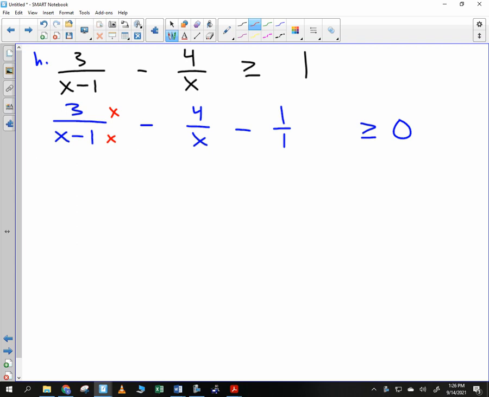X. Good. Top and bottom here. Okay. X times x minus 1 or x squared minus x. I'll write it as that, trusting that everybody can see that.